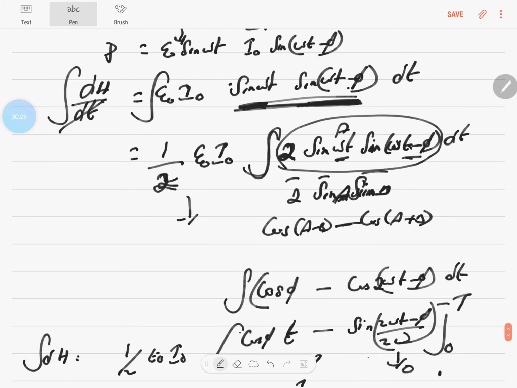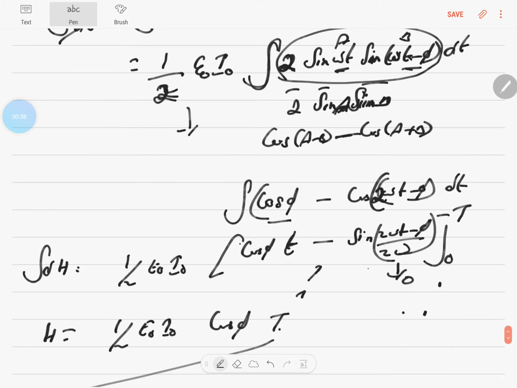So this is A and this is B, apply that in cos A minus B, we will be left with cos phi, and in cos A plus B we will be left with cos 2 omega t minus phi into dt. So when you integrate this, cos phi is a constant, and it will turn out to be integration of cos phi into dt minus integration of cos 2 omega t minus phi into dt. So cos phi into dt, where cos phi is a constant, you can take it out, and integration of dt is just t. Okay.